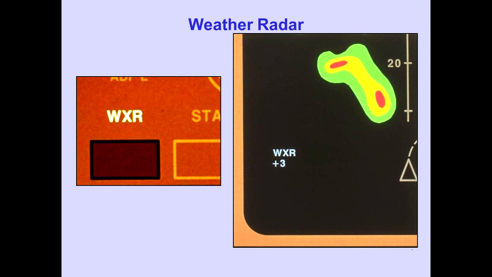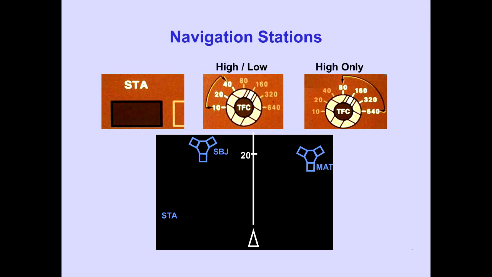Weather radar returns are displayed when selected. Navigation stations are displayed when selected. Low-altitude Navaids are displayed when the ND range is 40 nautical miles or less. High-altitude Navaids are displayed when the ND range is 80 nautical miles or greater. Station is displayed on the left side of the ND to indicate selection.